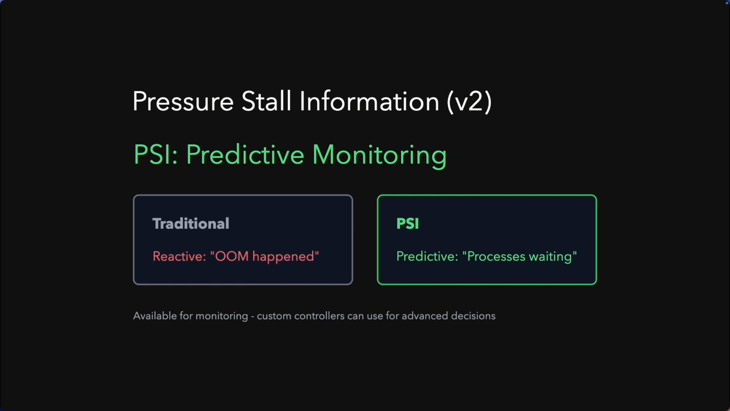And PSI is available for monitoring, not for automatic eviction. PSI metrics are exposed by the kernel and available in Kubernetes via cAdvisor metrics. However, kubelet does not use PSI for automatic eviction decisions. It uses traditional metrics like memory.available, and PSI can be used by custom controllers.